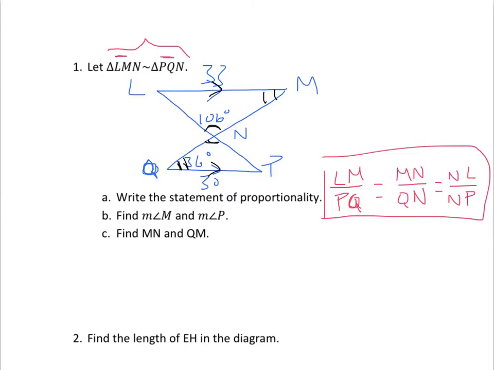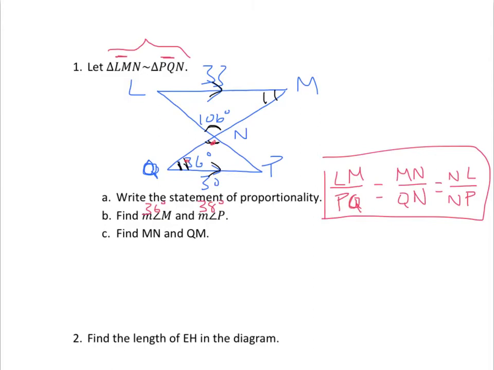Okay? Now find angle M and angle P. So for angle M, we know it's already 36 because I told you that it's congruent to angle Q. So since they're congruent to each other, it's also got to be 36. Now for angle P, well, we already know that this one's 106, and this one right here is 36. So you subtract those two both from 180 to get 38 degrees. Okay, simple subtraction there. Now lastly, to find MN and QM, I'm going to need to add another piece of information here.